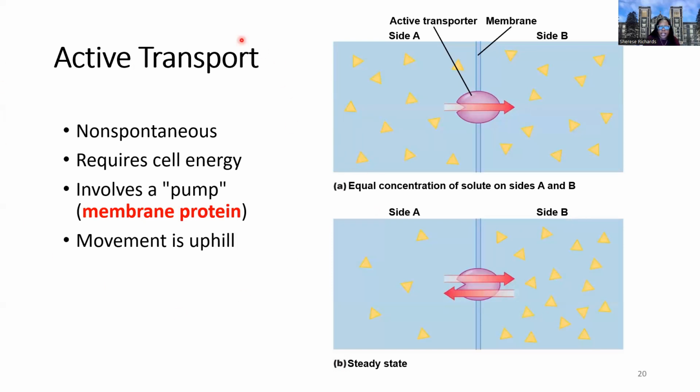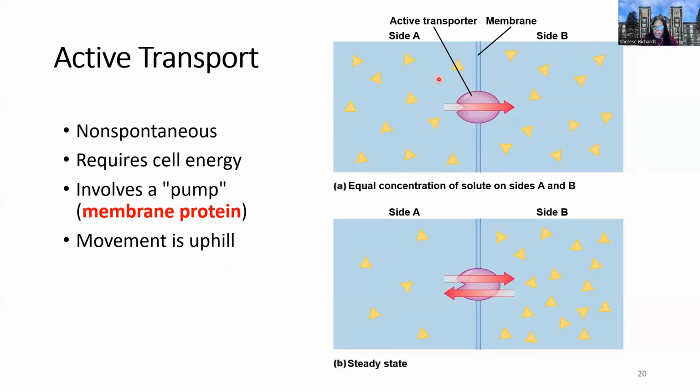So what is active transport? We described it a bit earlier. It's non-spontaneous, it requires energy, and it's usually going to require or involve a pump of some sort. So this is usually some type of membrane protein as well, but this one is going to help directly generate the energy that's required to move particles against their concentration gradient. This movement can also be described as being uphill, or as we said, non-spontaneous.